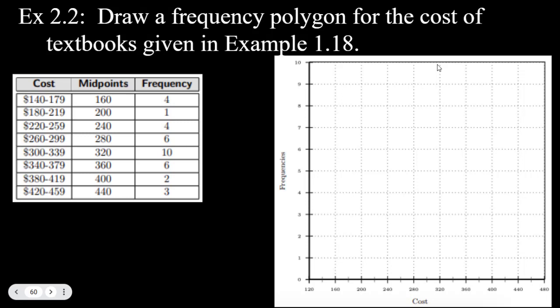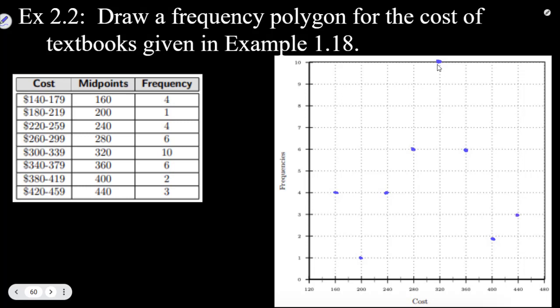So the first thing we're going to do is we already have the midpoints and the frequency. We're just going to put it on the graph. So 160 is going to go with 4. 200 is going to go with 1. 240 is going to go back up to 4. 280 is going to go up to 6. 320 is going to go up to 10. That's all the way up at the top. Then 360 is back down to 6. 400 is down to 2. Whoops, that's not very close, but anyway, 2. And then 440 is up to 3.